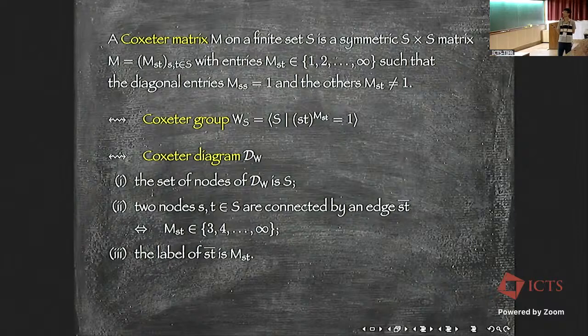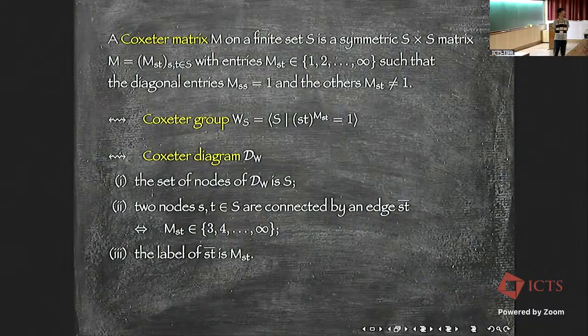Here, the generating set is this finite set S, and then the relation is very simple: (ST) to the power m_ST equals 1. So for example, if S and T are the same, then m_SS is 1, right? So I mean every generator is an involution. So these are the generators, and these are the relations. So we have this matrix, and this group we call the Coxeter group.